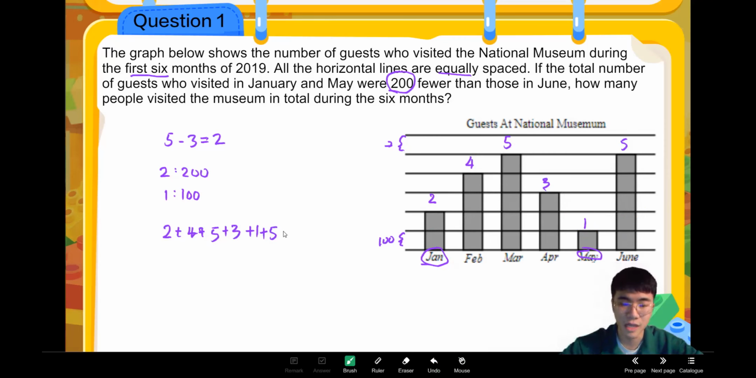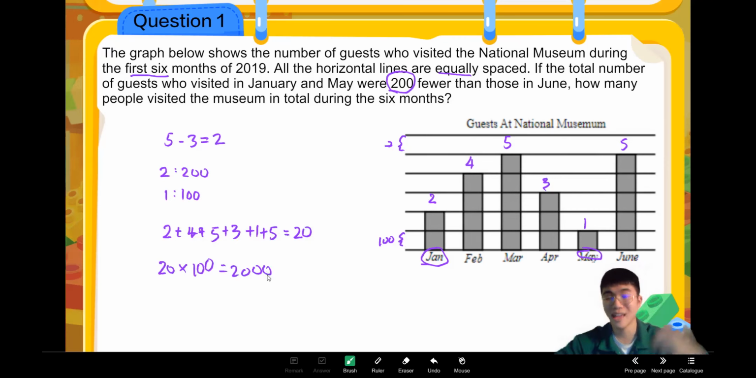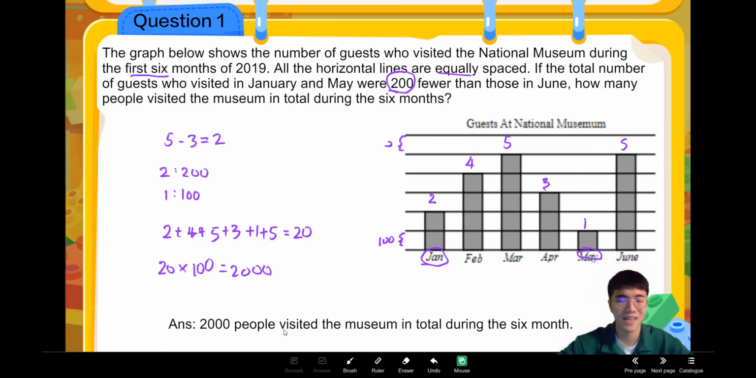So how many spaces do we have? 2 plus 4, 6. 6 plus 5, 11. 11 plus 3, 14. 14 plus 1, 15. And plus another 5, we have 20. So 20 spaces have been shaded. Since each space represents 100 guests, 20 multiplied by 100, and we get 2,000. So as a conclusion, 2,000 people visited the museum in total during the 6 months.